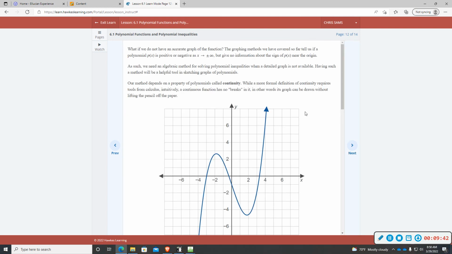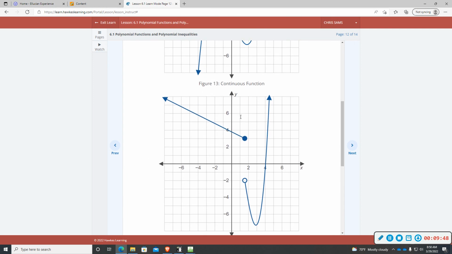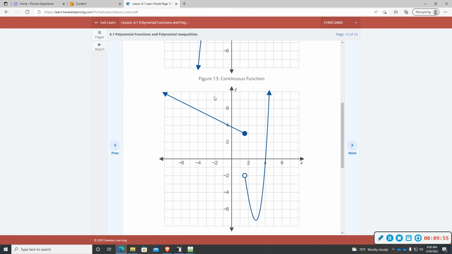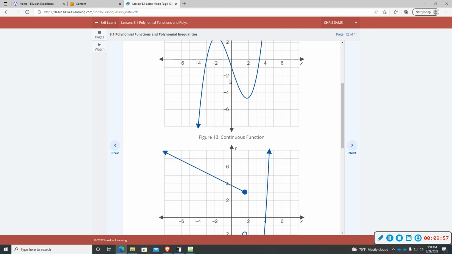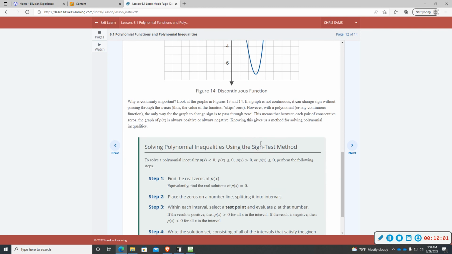Let's go over some more examples here, talking about continuity and discontinuity of a function. If you have a break in the graph, then it's not a continuous graph. Continuous would be if it's all a connected smooth line, and this is a discontinuous function.